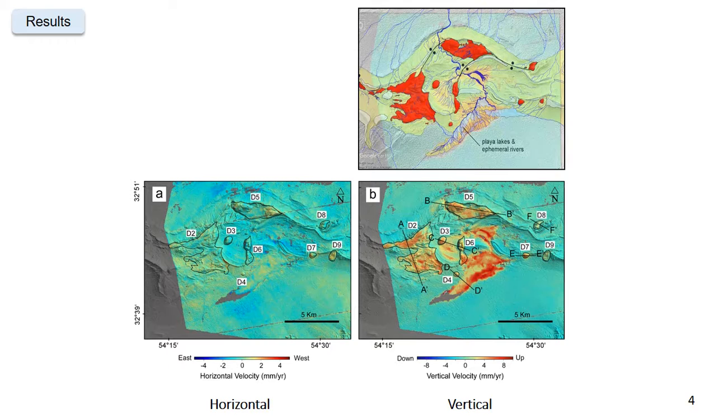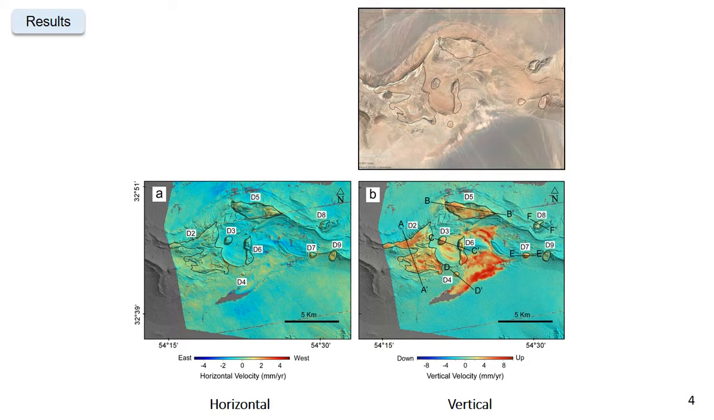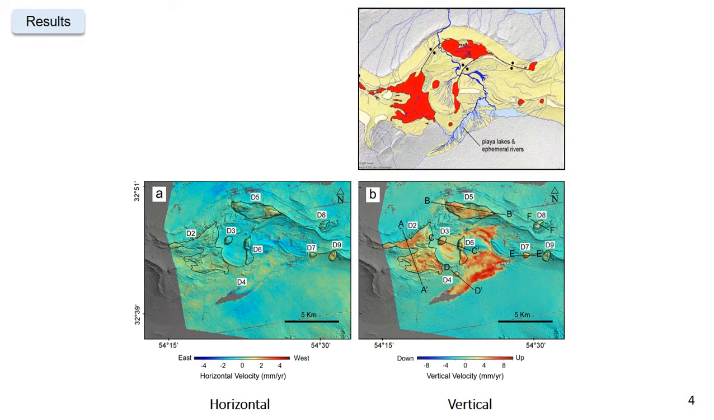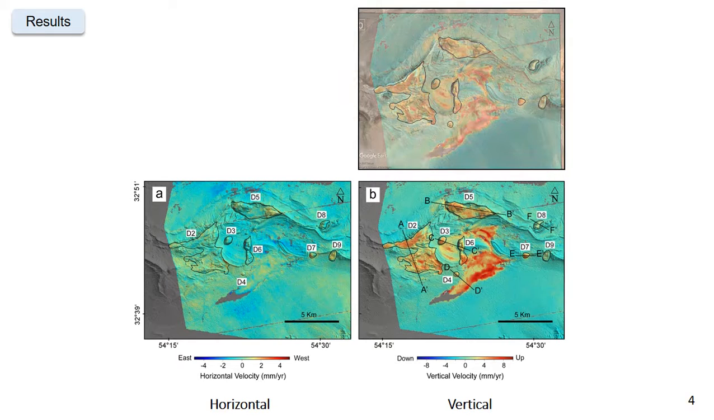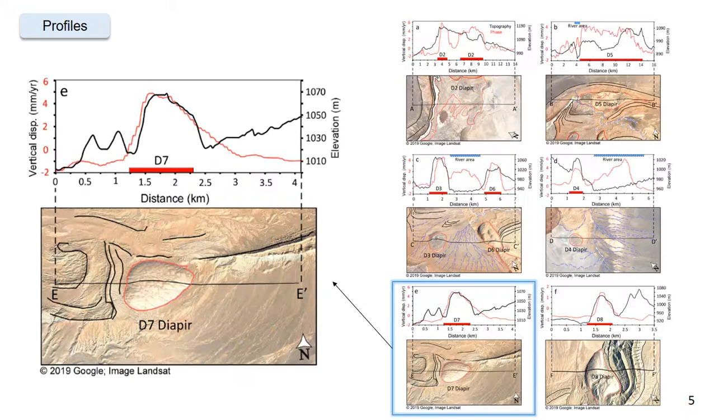And then we combine ascending and descending to decompose vertical and horizontal components. These figures illustrate the average annual displacement rates along the horizontal and vertical directions. As you can see, the results indicate a substantial contribution of the vertical component to the deformation in comparison to the horizontal. The maximum rate of displacement in diapirs approaches 8 mm per year.